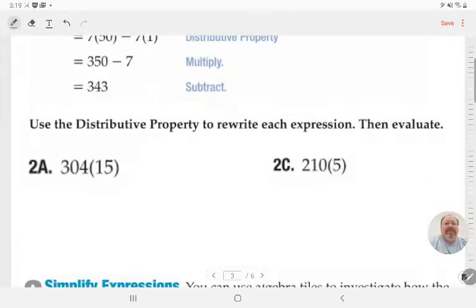All right, so this is where you can pause the video, work 2A and 2C, and see how you did. When you're done, come back and check your answers.